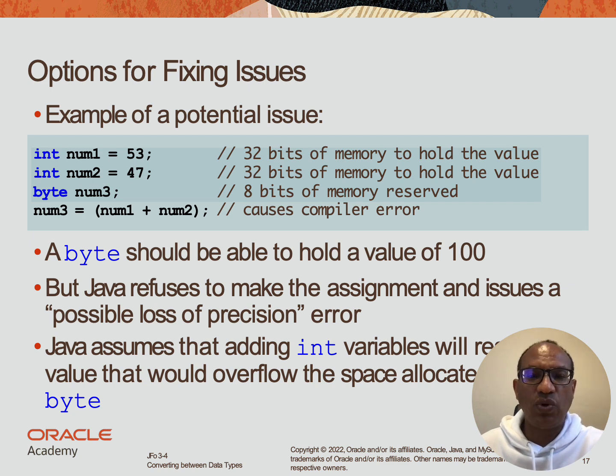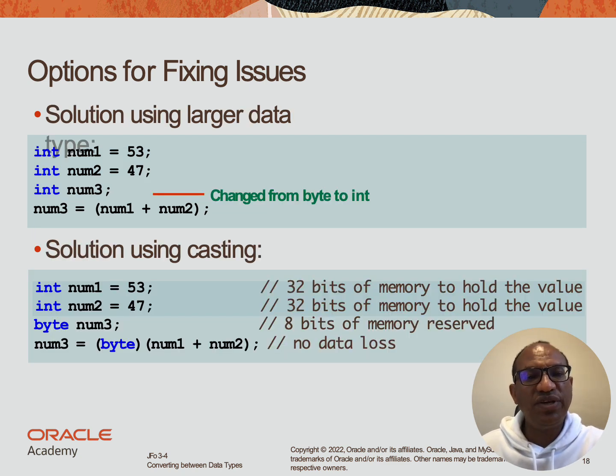If a byte can't hold the result of adding two ints, Java throws a possible loss of precision error, even if the actual value fits. To fix a possible loss of precision error, you can either declare the variable on the left side, num3, to be a larger data type such as an int, or typecast the right side data type down to match the left side data type.